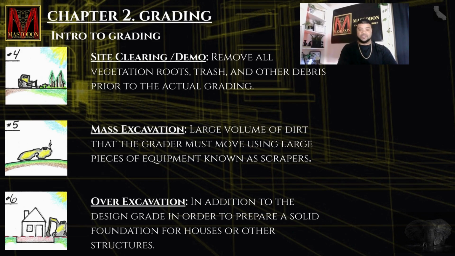So the number 6 in grading will be the over excavation. After everything's leveled out, an excavator will come out and it has to dig for your home foundations or utilities, things of that nature. So after we've flattened everything out, we have to come back with another excavator, get your foundations ready for your houses, your footings, and get utilities prepped.